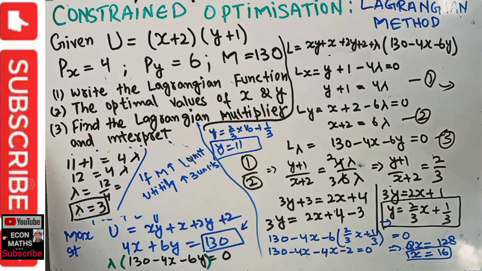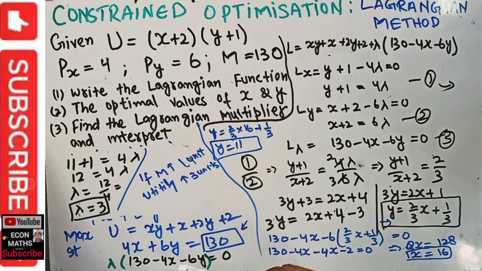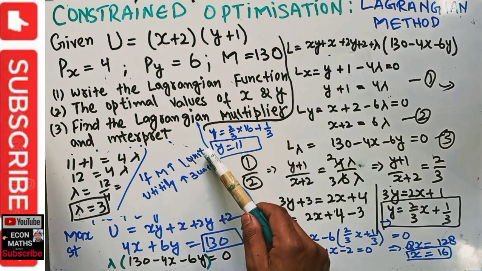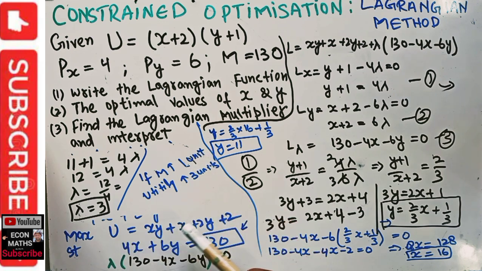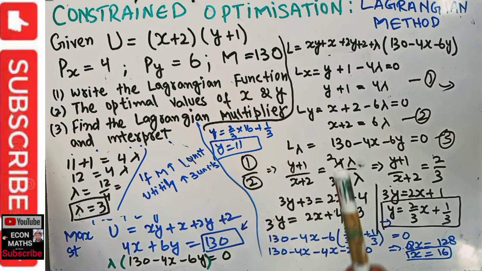Let me repeat it here. The Lagrange multiplier simply tells us how the objective function changes when there is a change in the constant of the constraint. Objective function is the utility function, and the constant of the constraint is income. If income increases by 1 unit, our utility will increase by 3 units. I hope I make myself clear in this video. Thank you.